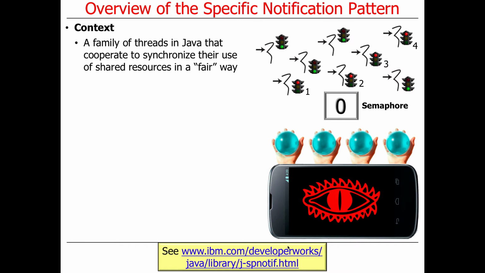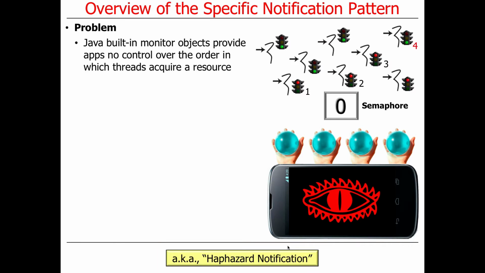So here's the context. You have a family or a set of threads in Java that want to cooperate in order to synchronize their use of shared resources in a fair way. So we've already got the context for this, of course, which is our Palantir manager application. And we've got a bunch of threads. And the way we want to make it work is we want to make sure that they take turns getting access to the Palantir. We don't want one being to greedily come along and keep gazing and gazing and gazing, and all the other beings starve. That's what we're trying to avoid. That's why we want to be fair.